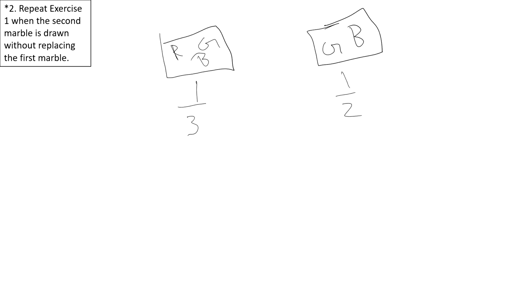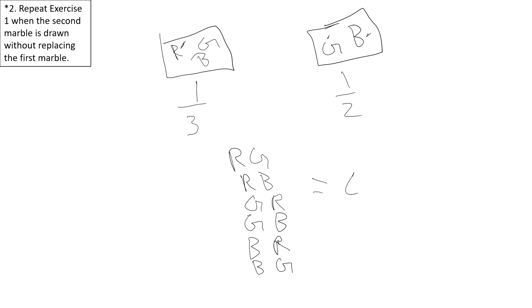So what will be the sample space? The sample space will be RG, RB, then GR, GB, then BR and BG, like this. So the sample space will have 6 outcomes.